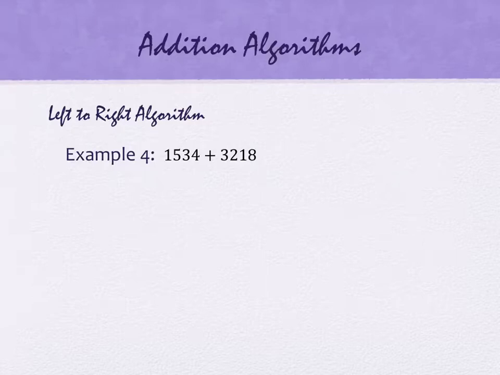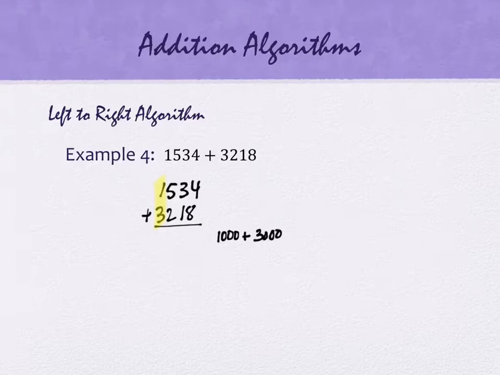So the left to right algorithm is one where it doesn't matter which direction, where it allows you to start from the left-hand side instead of from the right-hand side. So let me show you with this one. I've got 1534 plus 3218. So we start with the left-hand column, and I've got 1 plus 3. But of course, 1 plus 3 in this column means 1,000 plus 3,000. I'm writing this out for your benefit to the side, not because a child would write it out. Okay? So when I'm really adding the 1 and the 3, I'm adding 1,000 and 3,000, and I'm going to write down 4,000. That's what the child would write down.